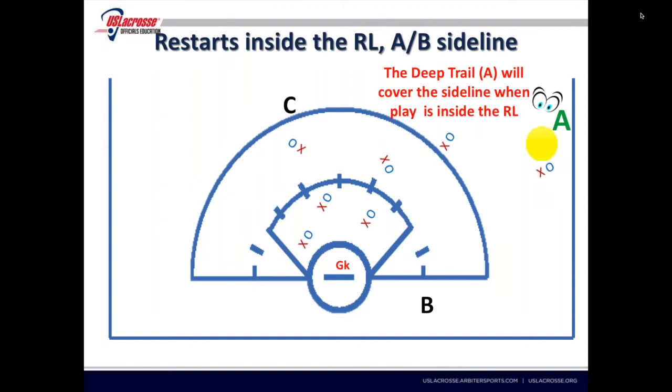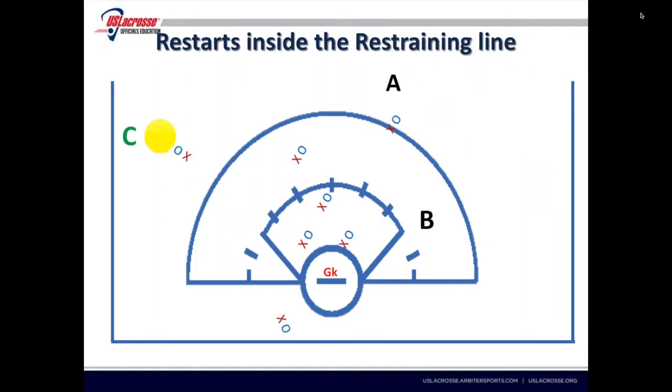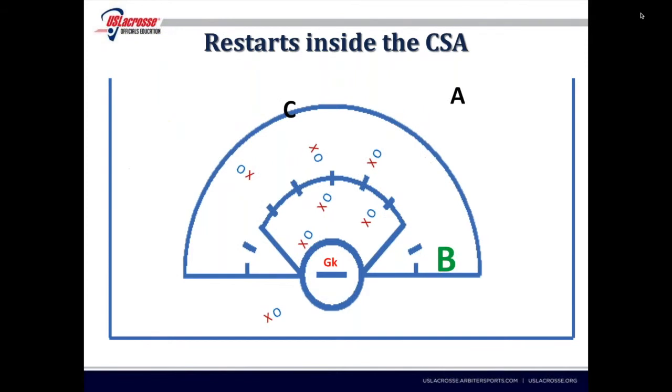Eye contact is always necessary with all officials to determine readiness. C will restart play in her general third of the field inside the restraining line, including her sideline. Again, always make eye contact with the lead before you restart, or to see if the lead wants to take the restart. Inside the CSA, the lead will restart play. Always check eye contact with your partners before you restart anywhere on the field.